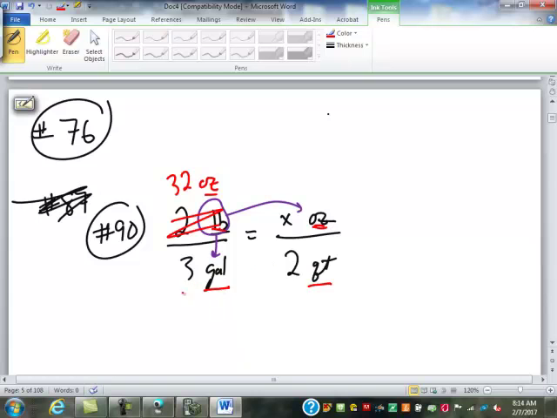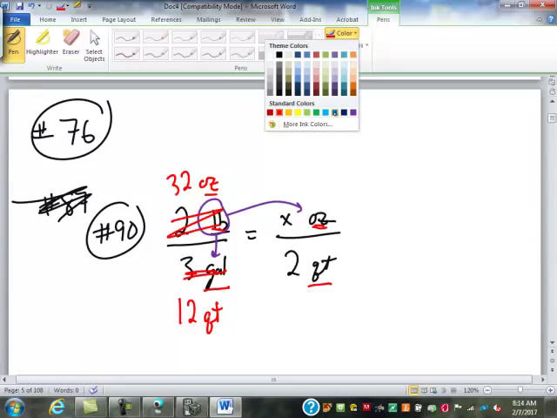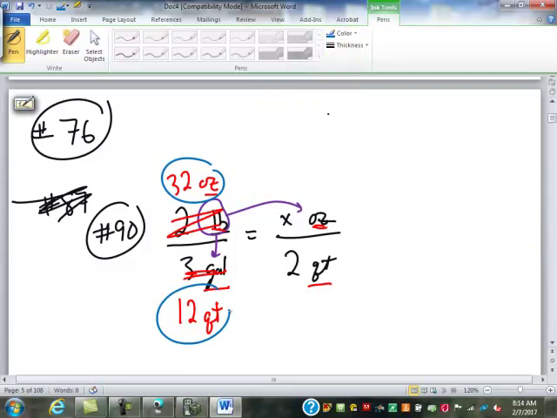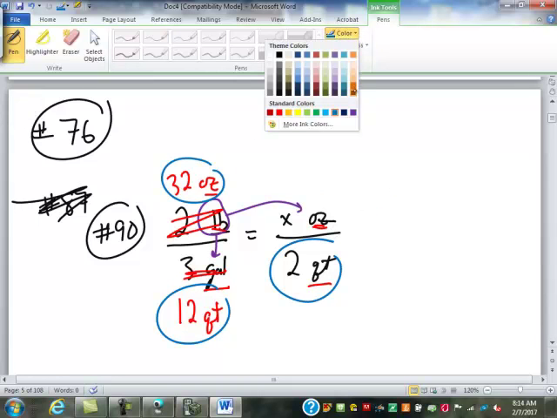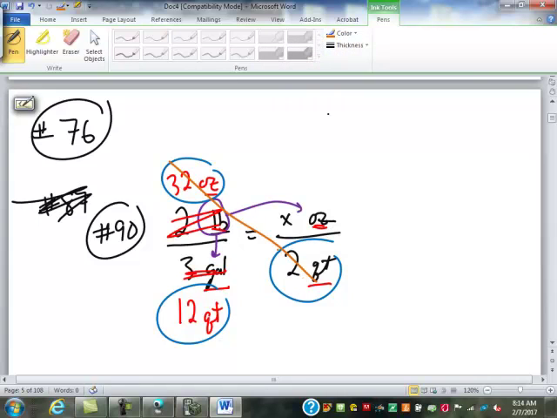4 quarts in a gallon, so 3 times 4 is 12 quarts. Very good. So this is now 32 ounces to 12 quarts equals X ounces to 2 quarts. You cross multiply. 32 times 2 is 64. Divided by 12 is 5 1/3. It's 5 1/3 ounces. Make sense?